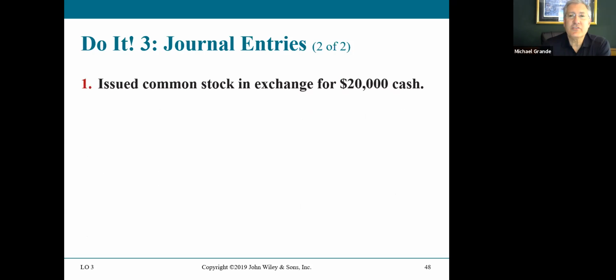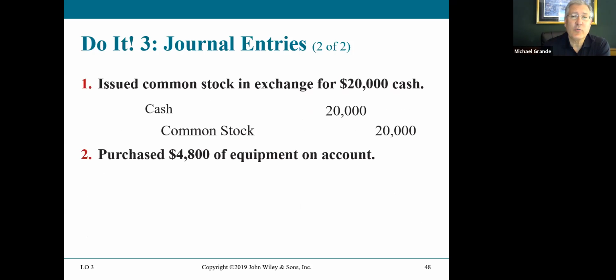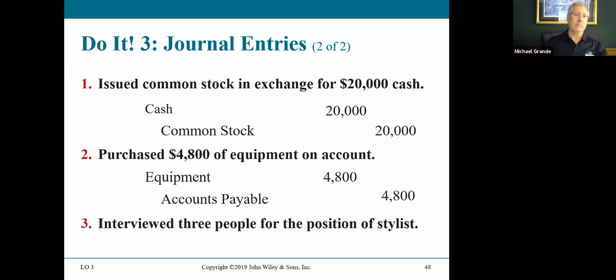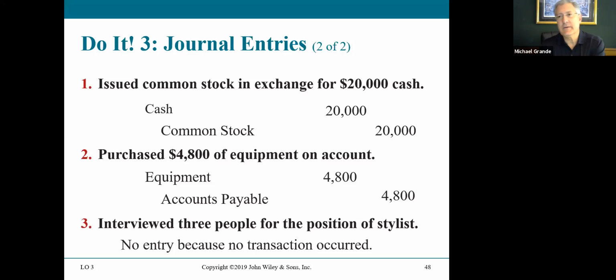Issued common stock in exchange for $20,000 cash. Cash goes up, it's a debit. Common stock goes up, it's a credit. Purchased $4,800 of equipment on account to be paid in the future. Equipment is affected, and some type of liability. Equipment is an asset, you increase it with a debit. Accounts payable, a liability, also goes up for $4,800. And that third transaction wasn't really a transaction because it doesn't affect assets, liabilities, or equity. No journal entry.